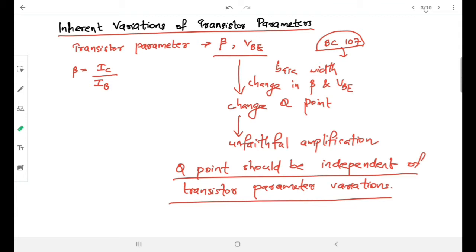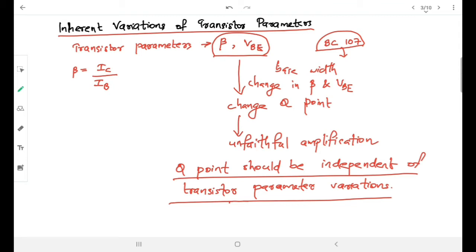The process of making the Q point independent of these variations is known as stabilization, which we will discuss in the next session. So here we studied about inherent variations of transistor parameters. We have two transistor parameters, beta and VBE. These have the inherent property that, due to their manufacturing technique, because they are not using any advanced techniques for manufacture, there are some variations in the base width. The manufacturing of the base width will affect beta and VBE.